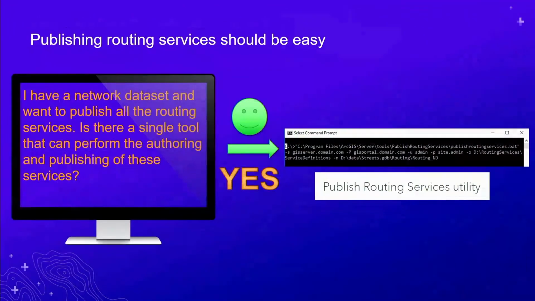In the previous 2 slides, I told you about 2 different service types: geoprocessing services and map services with network analysis capability. To simplify this process, ArcGIS Server includes a tool called Publish Routing Services, which essentially takes a network dataset and publishes all of these routing services. So instead of doing this one by one using ArcGIS Pro, we are providing you with an automated tool that can take a network dataset and create all of these routing services.